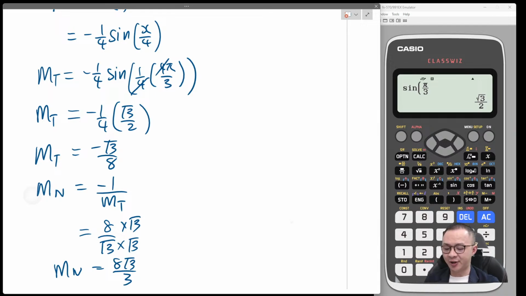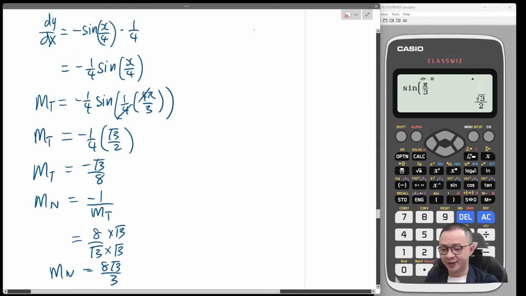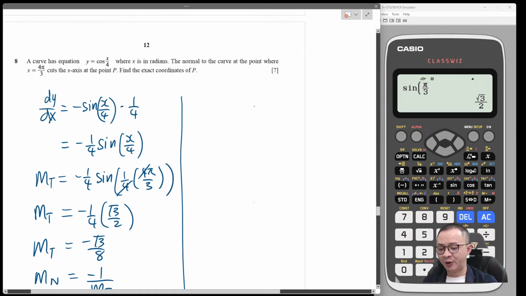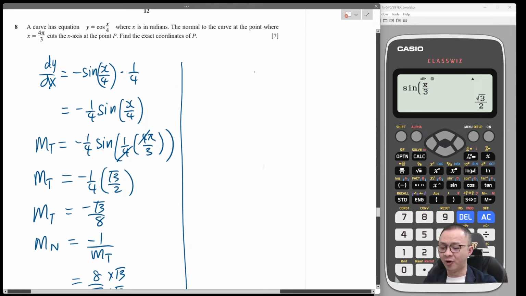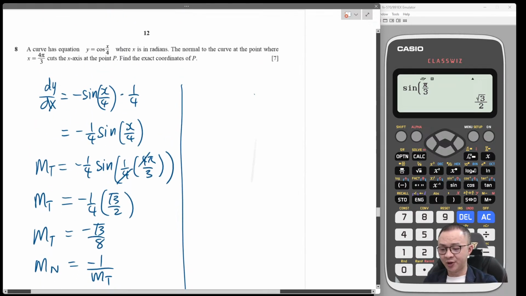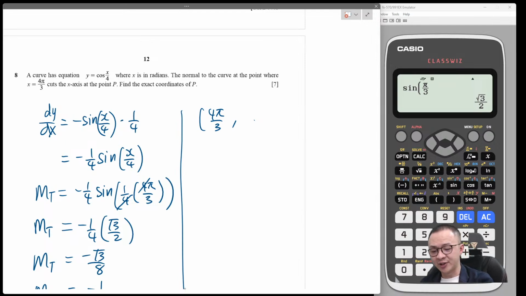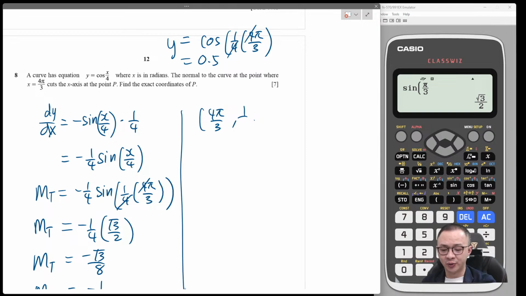Okay, once I get the gradient of normal, I want to find the equation of normal, then only I can find point P. So for the equation of normal, I need a coordinate. I only know x is 4 pi over 3. I do not know what is the y here. So I need to sub into here: cos 1 over 4 sub the x 4 pi over 3. This is y, right? So 4 and 4 cut. Cos 60 equals to 0.5, or 1 over 2.